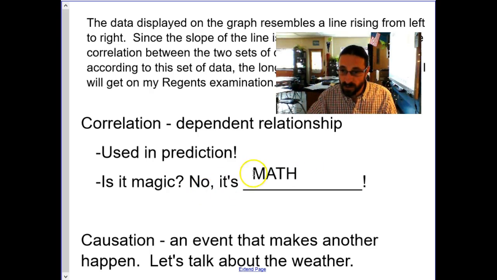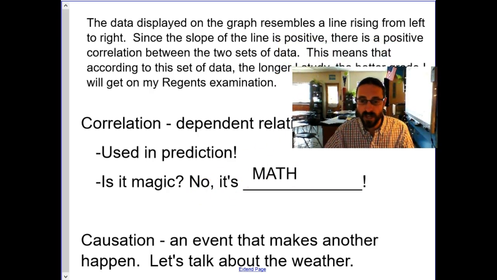Keep this in mind throughout the entire unit: causation is not correlation. Just because two things are correlated, it doesn't mean one causes the other. That usually takes additional study to prove that's the case. And the example, of course, is the weather. We'll talk about that in class.